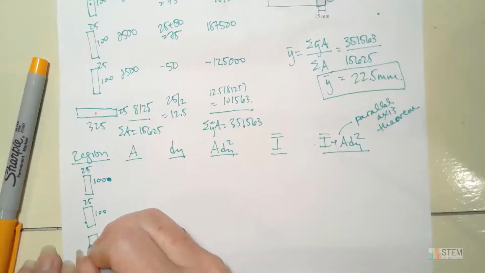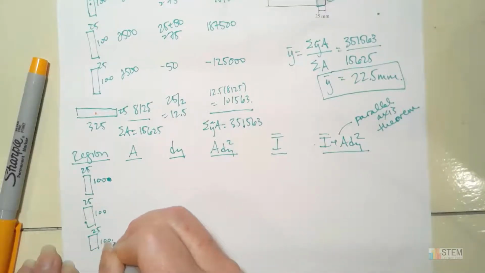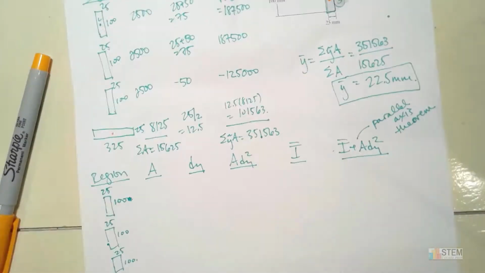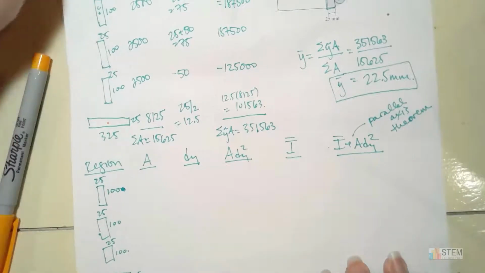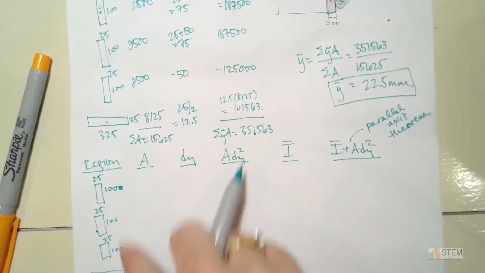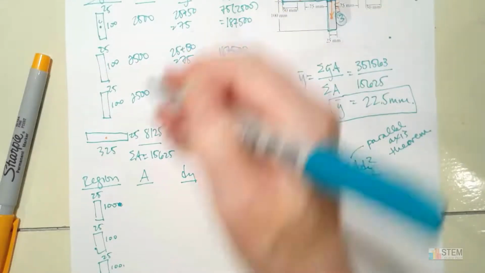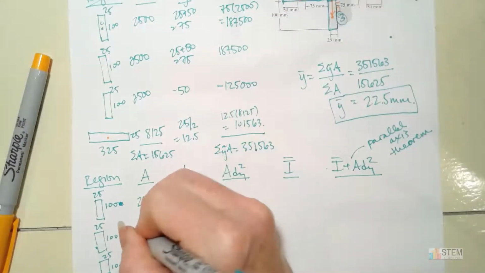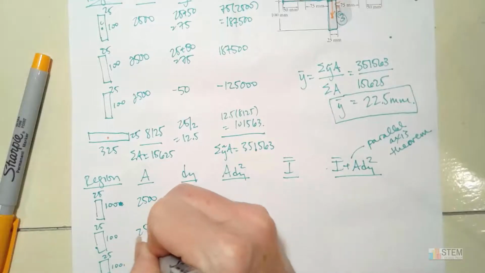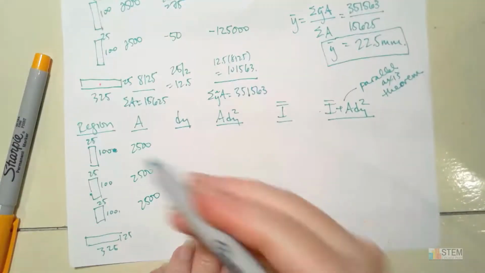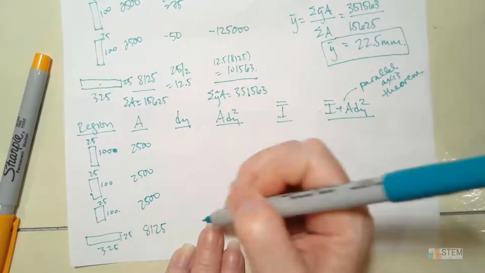All right, I'm going to run out of room here. Okay, so now we've got that. And let's go ahead and copy down the area values because the areas aren't going to change. So I've got the 2,500 for the top 3, and then we're going to have the 8,125 for this bottom one. Okay.